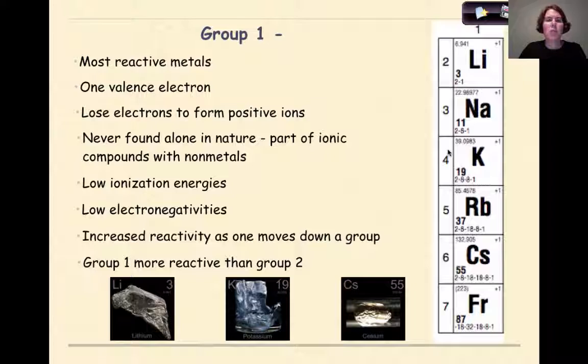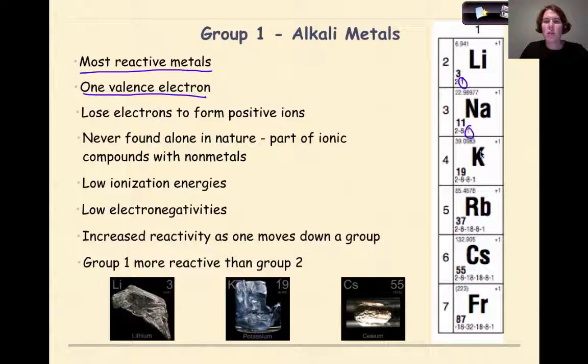Let's start out by talking about Group 1. And Group 1 are the alkali metals. The Group 1 metals are our most reactive metals. They only have one valence electron, which we can see right here as we go down the group. All the electron configurations are going to end with the number 1.